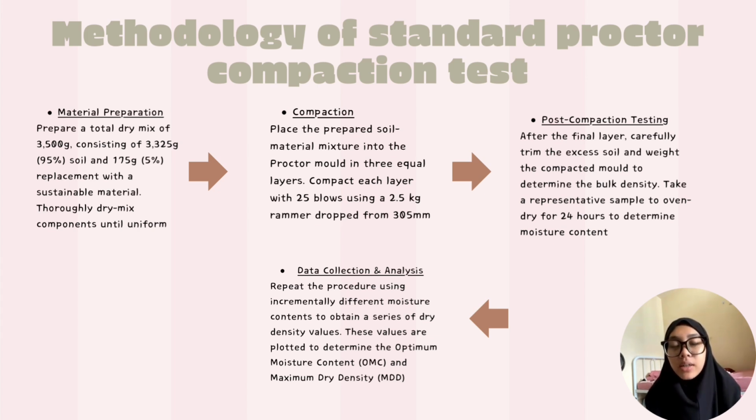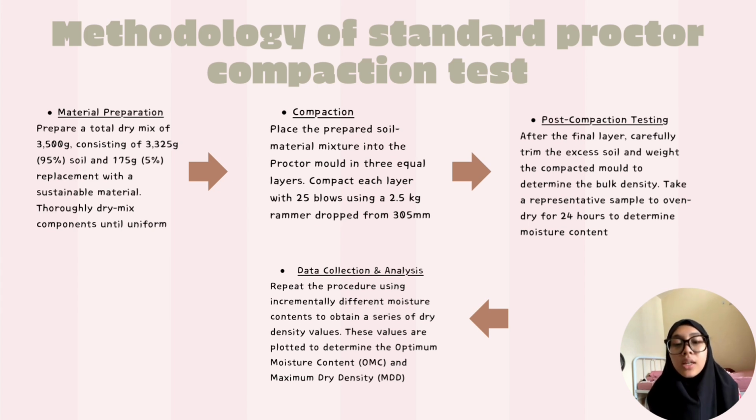Material preparation. Firstly, we prepare a total dry mix of 3,500 gram consisting of 3,325 gram, which is 95% soil, and 175 gram, which is 5% replacement with a sustainable material. Mix the dry mix component until uniform.